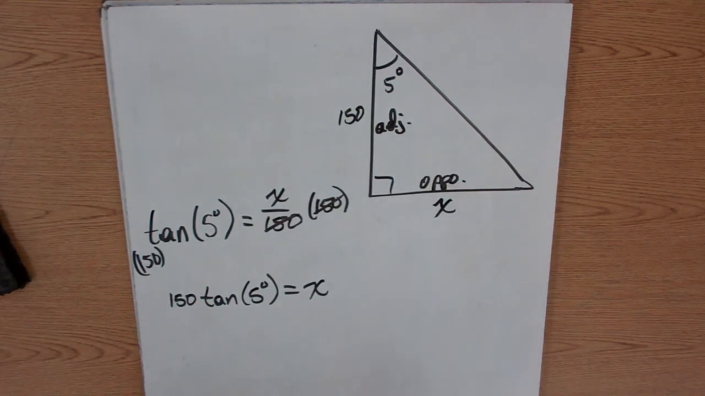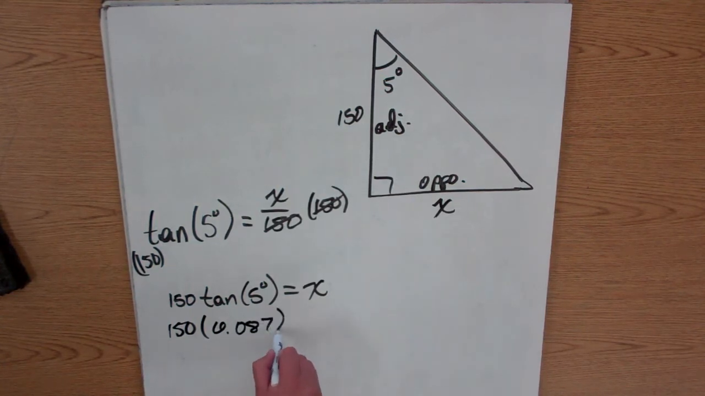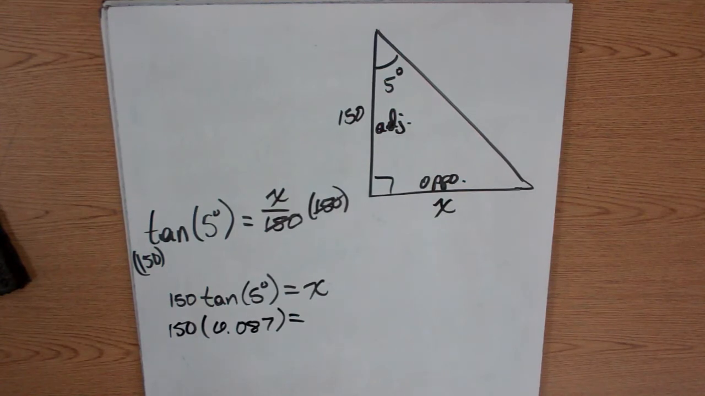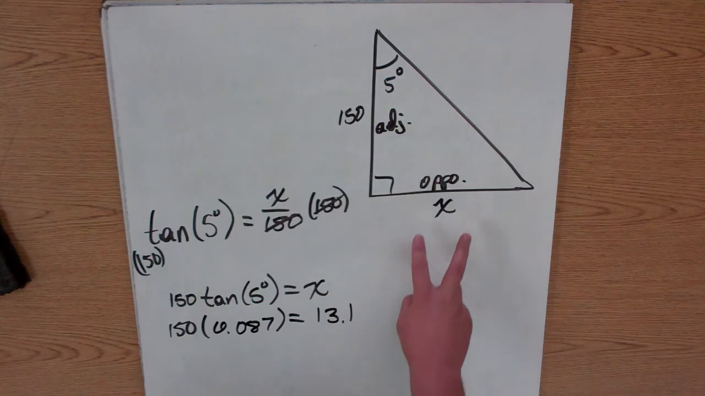Now you're going to plug this into your calculator. So 150 times the tangent of 5 degrees is 0.087. So 150 times that gives you 13.1. So that's how you find a missing side.